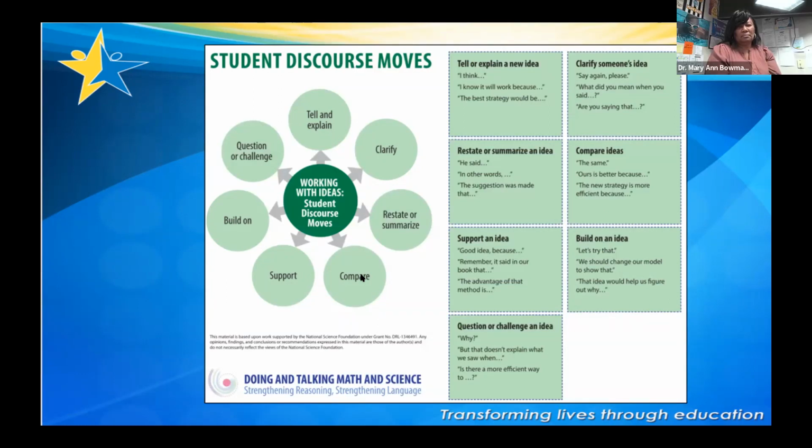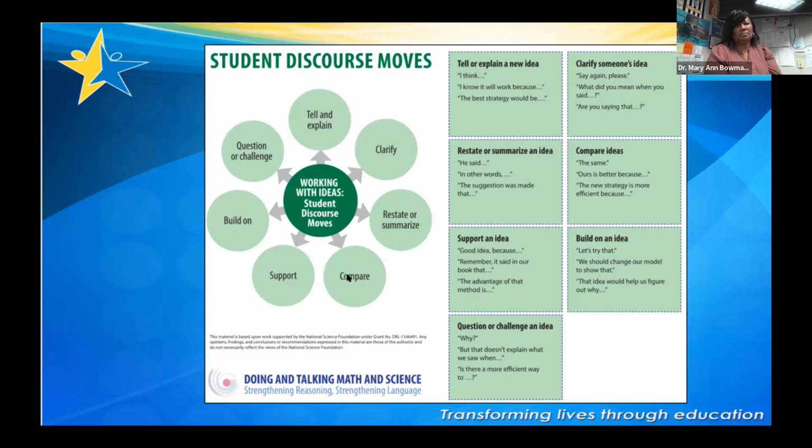I know it will work because the best strategy would be, and again, scaffold to their proficiency level. Because that bridging student may just need "I think," but that emergent student is going to need pretty much the entire frame and maybe a word missing. And how to compare ideas. And then also they should understand what those statements are. What is it to restate or summarize an idea? What is it to support an idea? And if you look back at our domain sheets that we showed, how they're assessed on this. So it's all connected. Right.